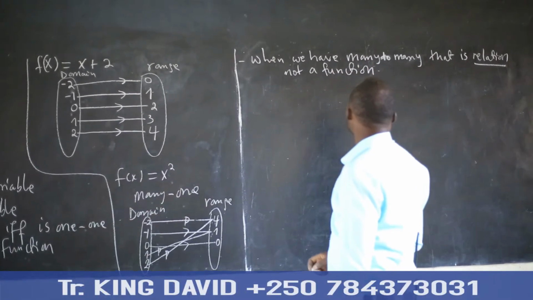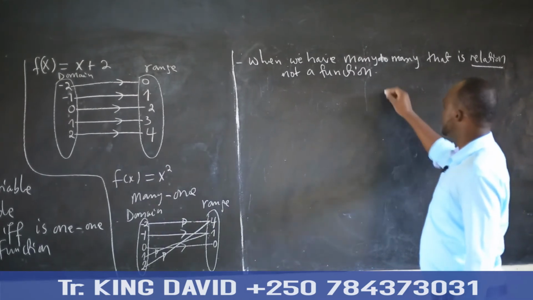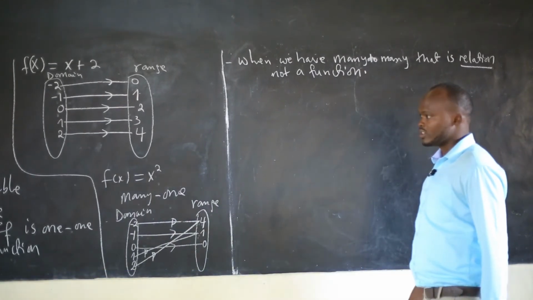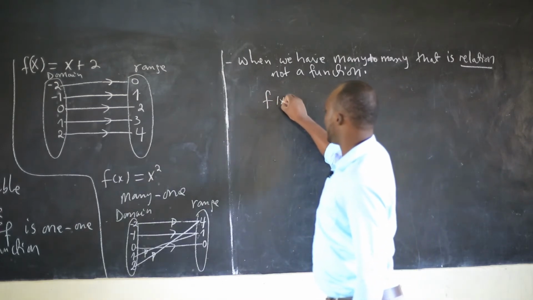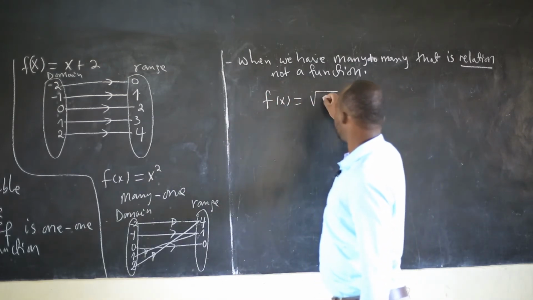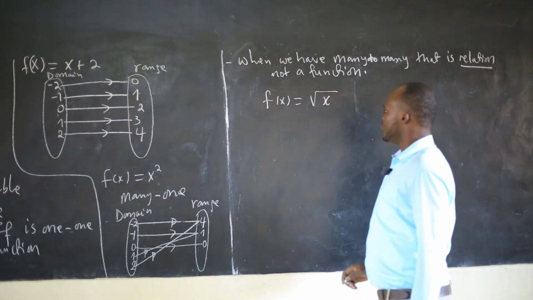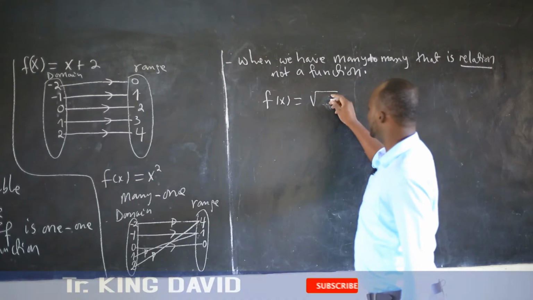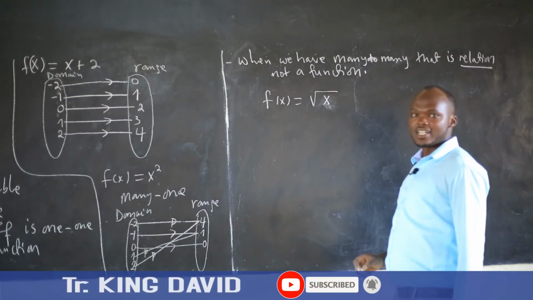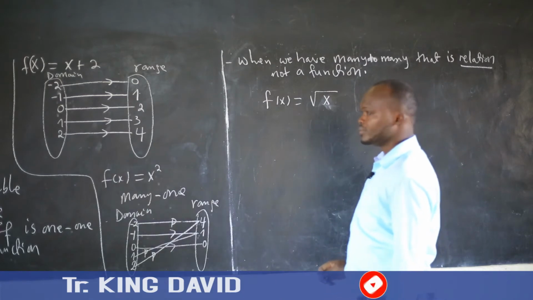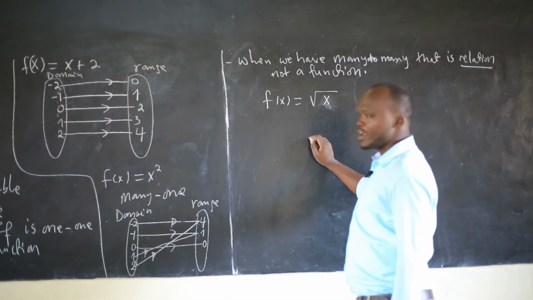So when you have many to many, that is a relation, not a function. We call it a relation, it is not a function. For example, let me take f of x equal to root x. F of x equal to square root of x. This is not a function, it is a relation, because it will be many to many.